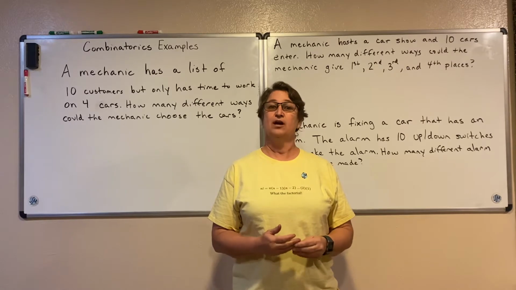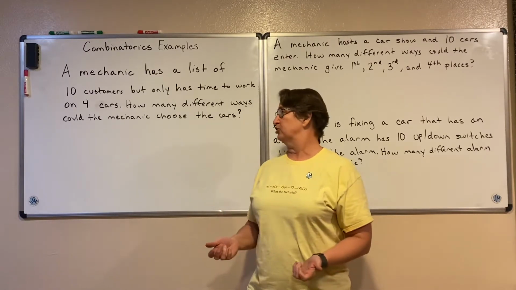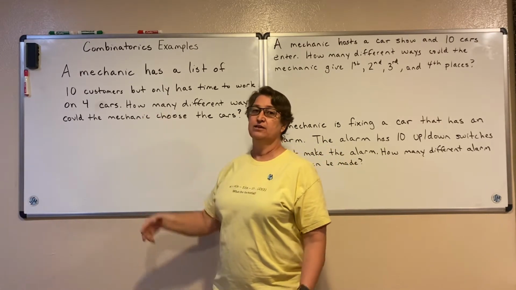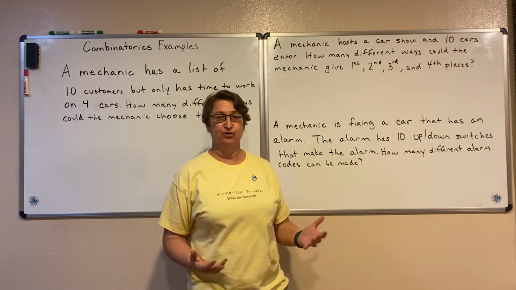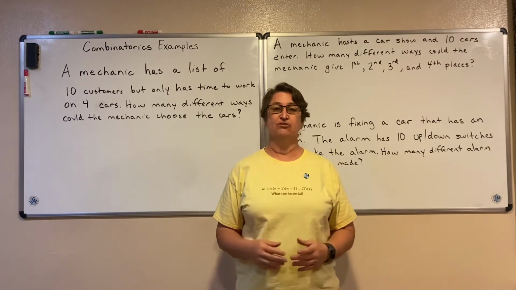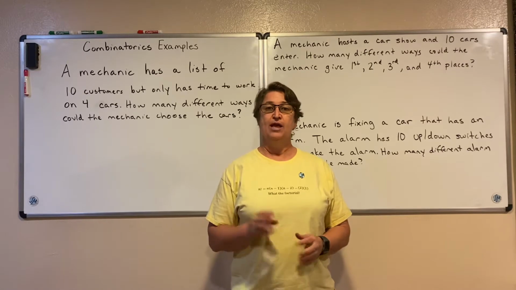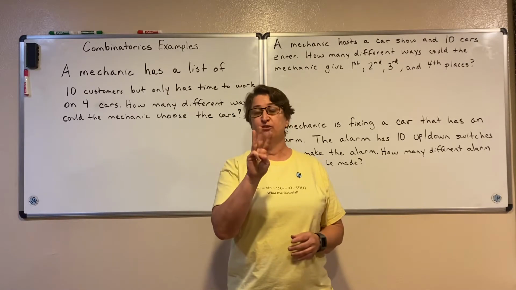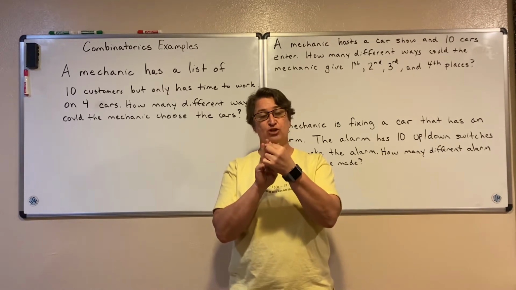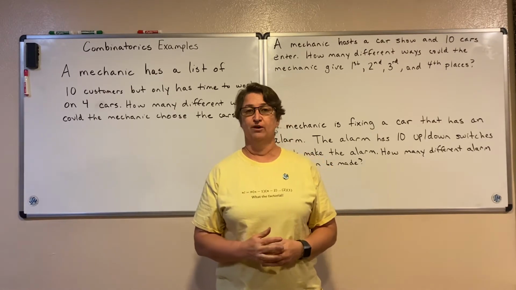Let's look at some combinatorics examples. In all three of these questions, it asks us at the end how many different ways or how many different things can we have. When we have that question of how many different ways, we know that we're looking at a counting or combinatorics problem. And we know we have three different methods for solving the problem: fundamental counting principle, permutation, or combination. So we need to decide which we're going to use and then solve it.